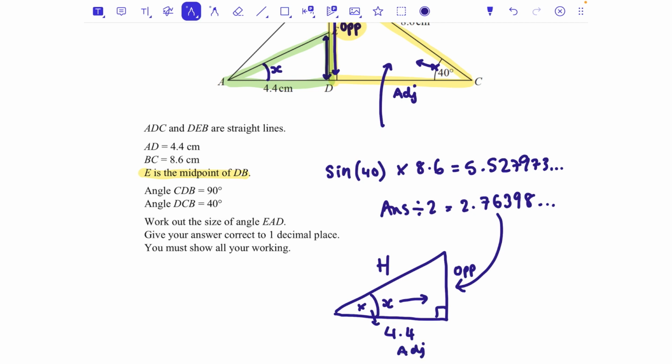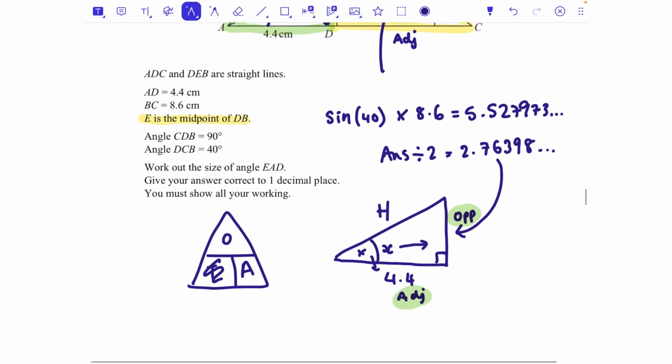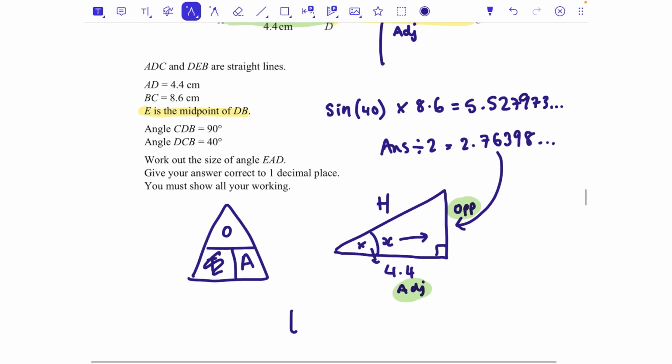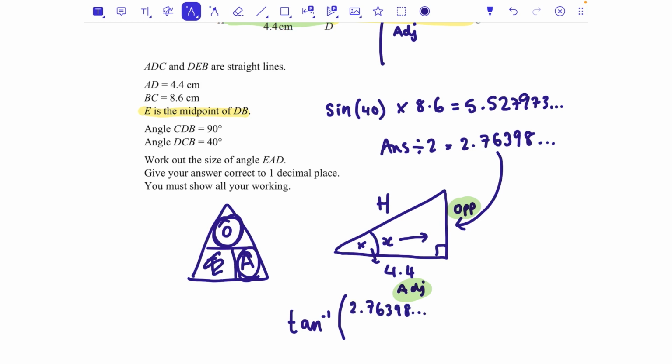So with this triangle, we've got the opposite, we've got the adjacent, and so we're going to use TOA to work that out. TOA is the triangle involving the opposite and the adjacent. Because I want the angle, I'm covering up the T, and we know we need to do tan to the -1 when we want an angle. So that's going to be tan to the -1. O is on the top and A is on the bottom. So opposite on the top, which is our answer, 2.76398, and the adjacent on the bottom, which is 4.4.